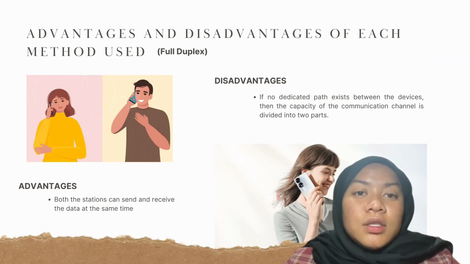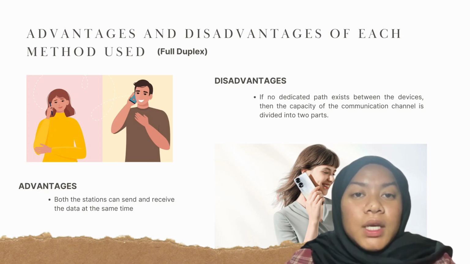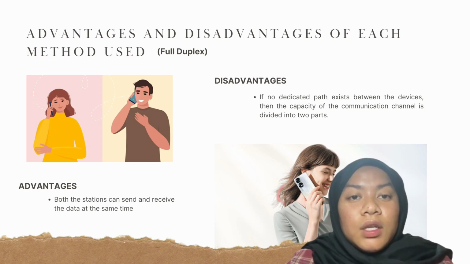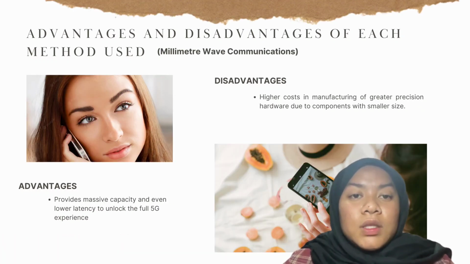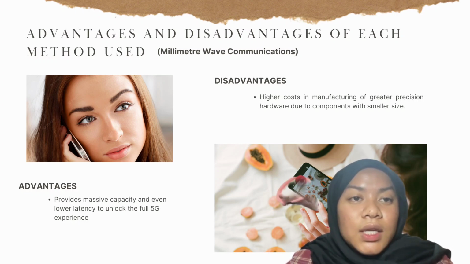The advantage of the full duplex method is both stations can send and receive data at the same time, but if no dedicated path exists between the devices, the capacity of the communication channel will be divided into two parts. For the next method, millimeter wave communications, the advantages are it will provide massive capacity and even lower latency to unlock the full 5G experience. But the disadvantages are it might need higher costs in manufacturing greater precision hardware due to components with smaller sizes.